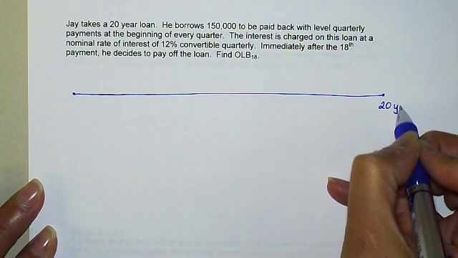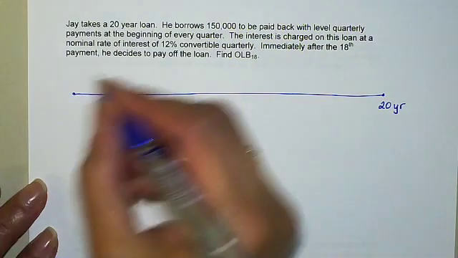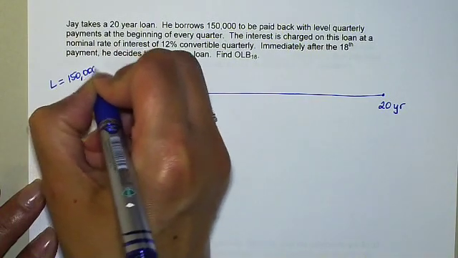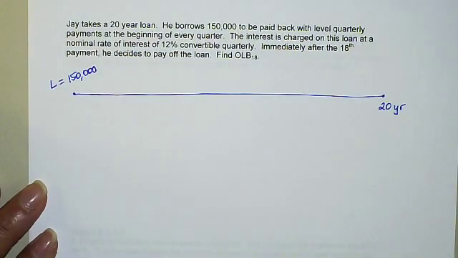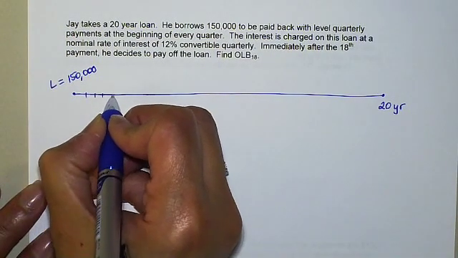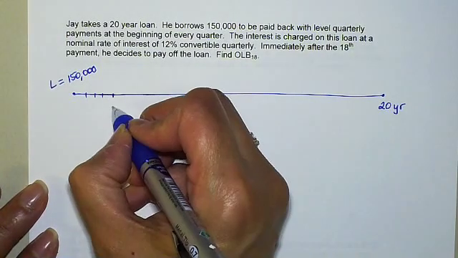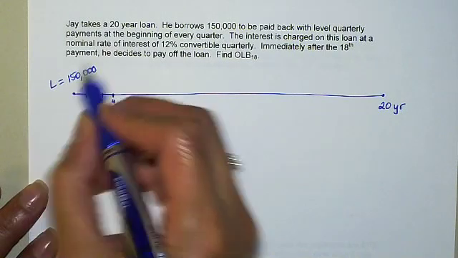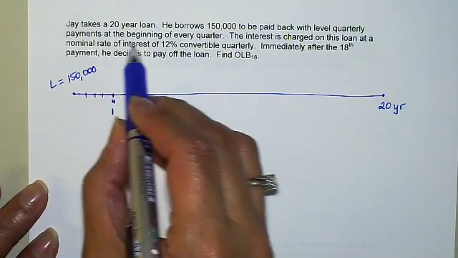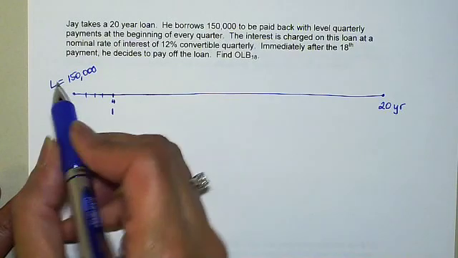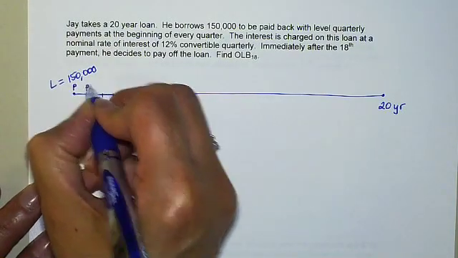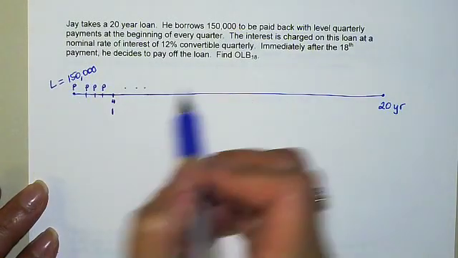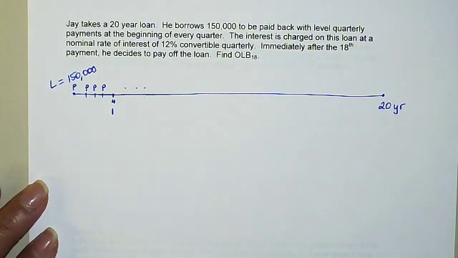J takes a 20-year loan. He borrows $150,000 to be paid back with level quarterly payments at the beginning of every quarter. Okay, so 1, 2, 3, 4. This is year 1 and quarter 4, and at the beginning, right? He borrows with level quarterly payments at the beginning of every quarter.